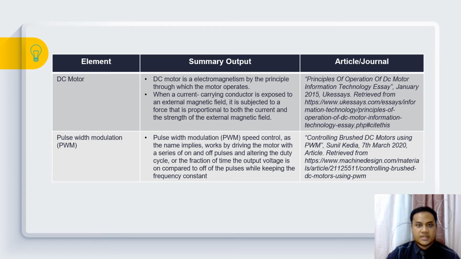The next element is the DC motor. A DC motor is an electromechanism, and the principle through which the motor operates is electromagnetic. Meanwhile, pulse width modulation, which is PWM speed control, as the name implies, works by driving the motor with a series of on and off pulses and altering the duty cycle. Both of these elements are taken from the official publisher.